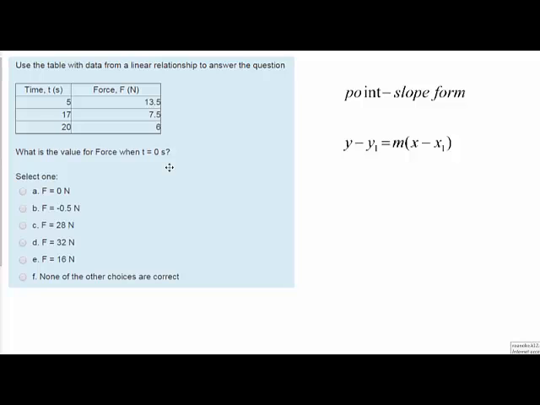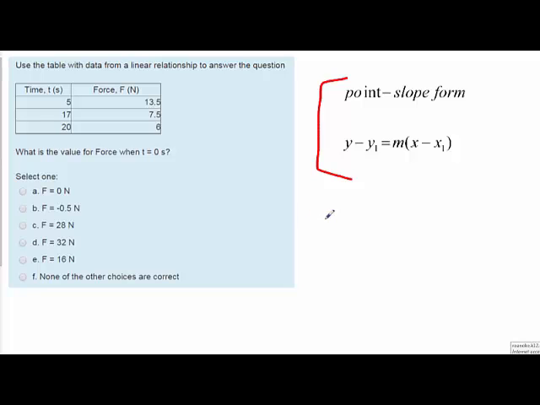Hi, this is Mr. Merrill, and I'm going to show you how to do one of these table problems in the quiz bank that a lot of people seem to have trouble with. I think the main issue is many of you are unfamiliar with what's called point-slope form. So there's more than one way to write a linear relationship.